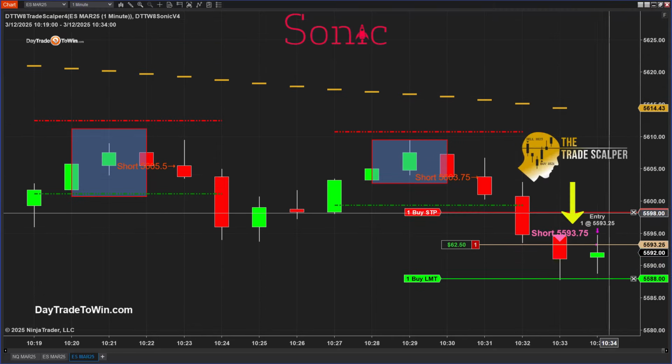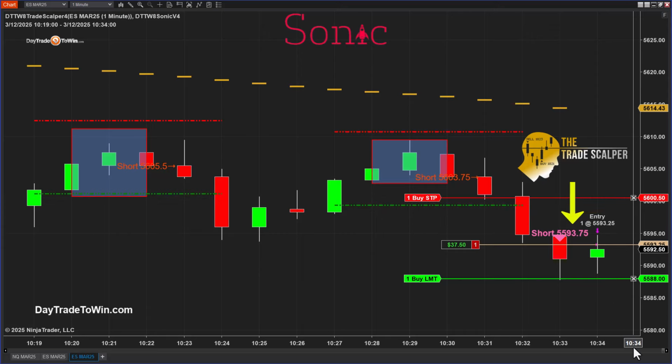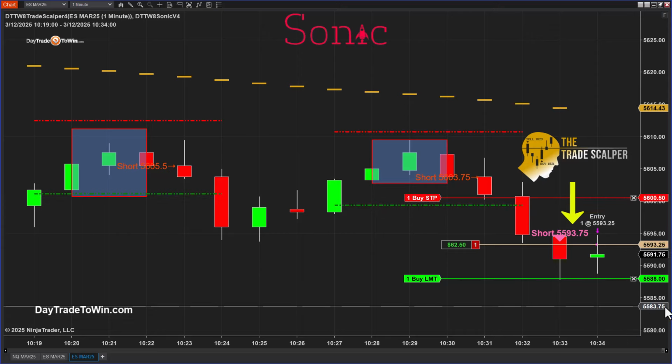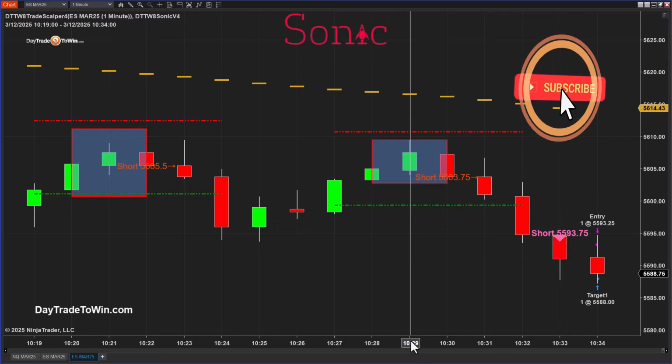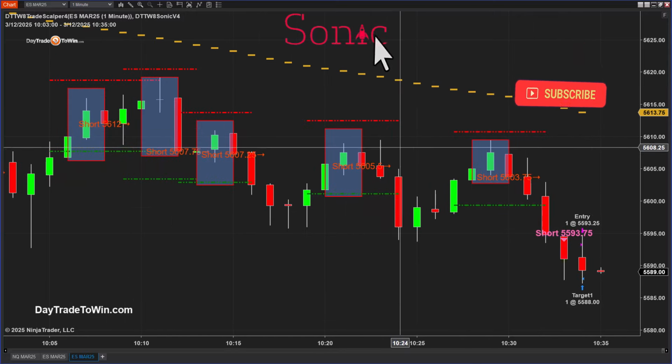A couple of things to start off here. We're looking at the Sonic system overall to tell us a good general direction of the market. Everything seems to be still selling off. That may change later in the day. I also have the Trade Scalper on the chart.